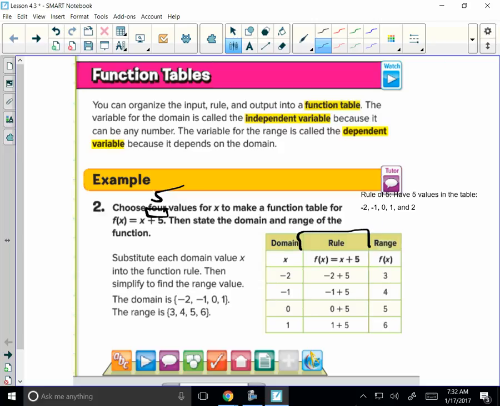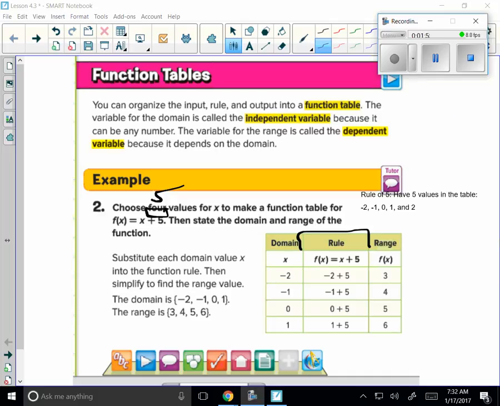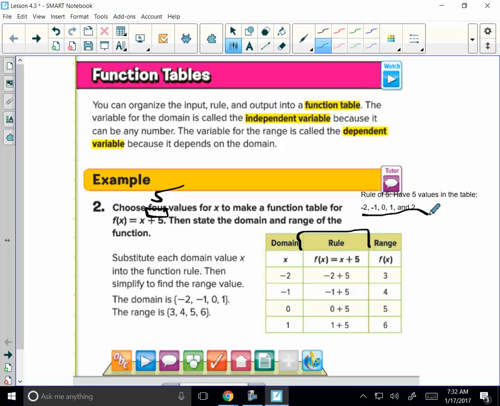Sorry about that. So like I was saying, the rule or the equation, that's kind of what we know it as. Now over here, you're going to be making your own tables. Your domain, those are all your x values. And I am going to go ahead and tell you, do -2, -1, 0, 1, and 2. So this table, we need to add in a 2 down here. And so the rule is to plug it in for x. So that's what they've done here.